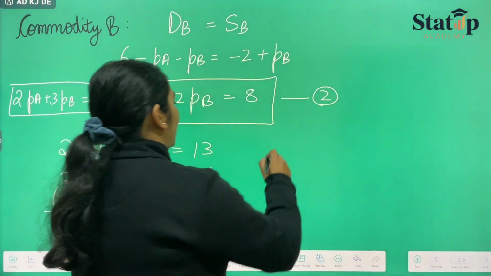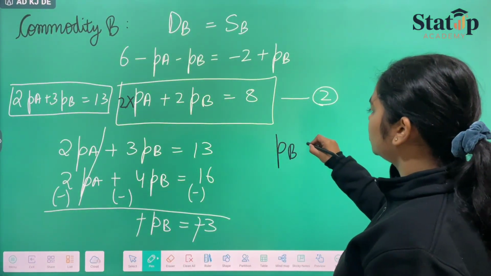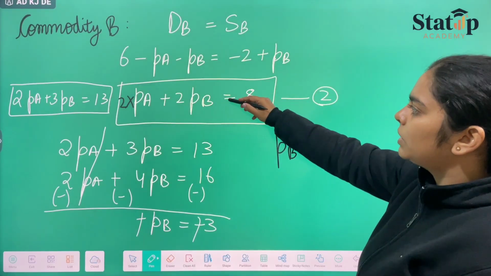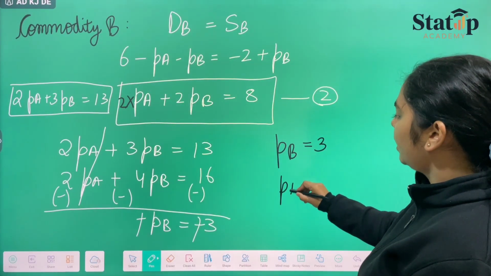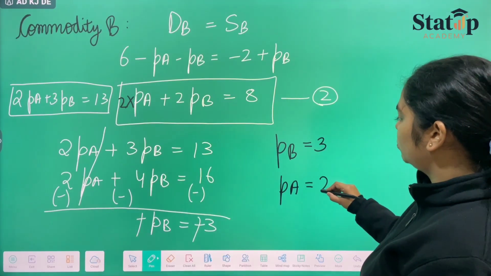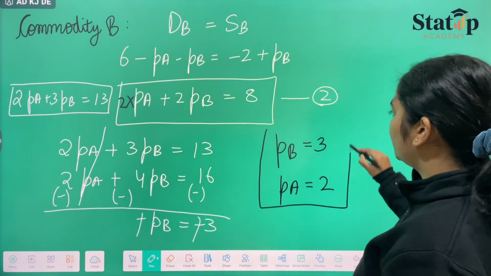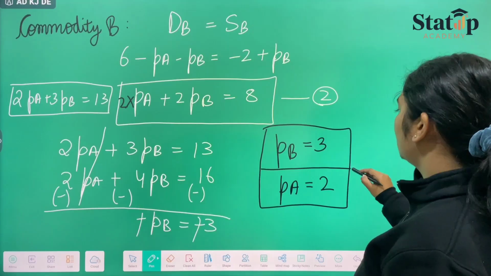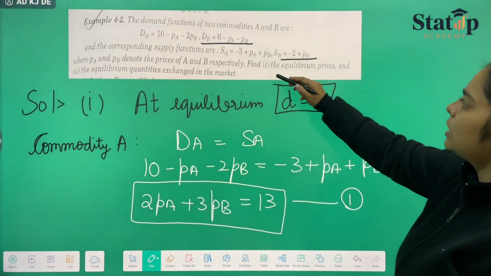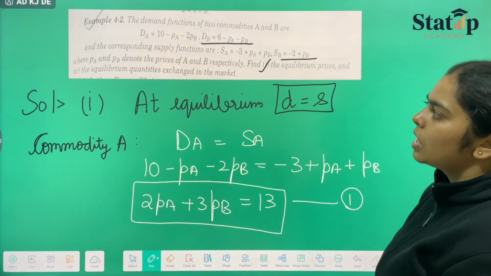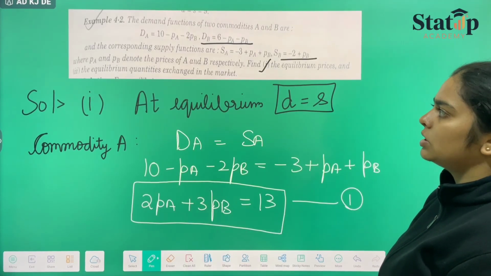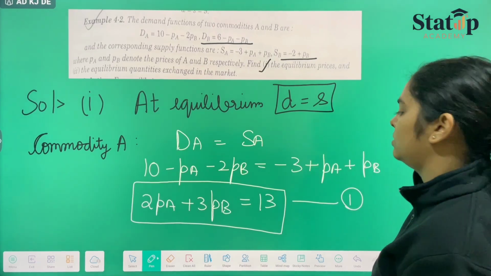So we get the value PB equals 3, the price of commodity B, and if we put PB in this equation, we will get PA, which equals 2. These are the two prices that we had to find in the first part of the question. The first part is the equilibrium price. We have found this out. Then the second part says the equilibrium quantities exchanged in the market. Again, we have to find demand and supply only.